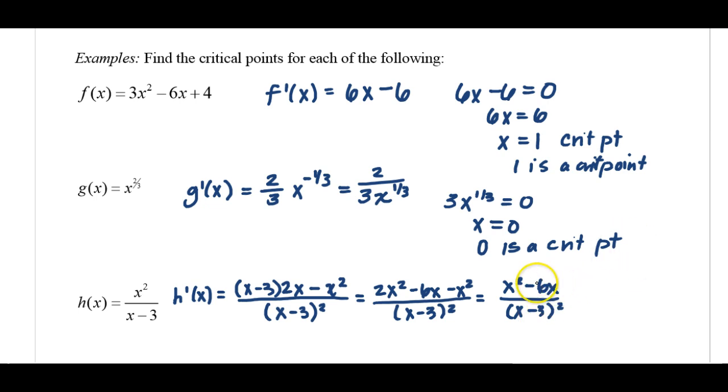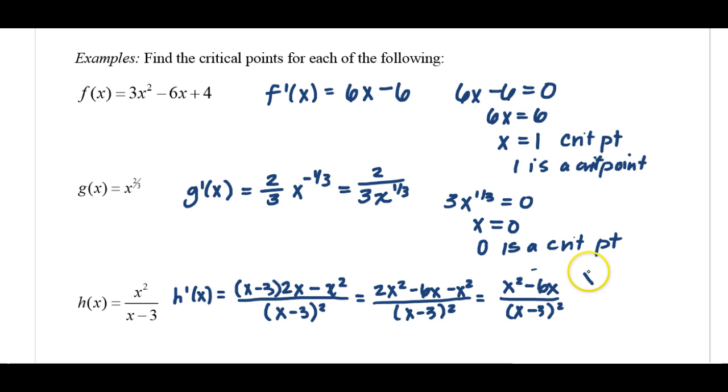So in order to find places where this derivative is 0 or undefined, I'd have to set both the top and the bottom equal to 0. So where the top is 0 is where the derivative is 0. Where the bottom is 0, that's where the derivative is undefined, or the derivative does not exist.